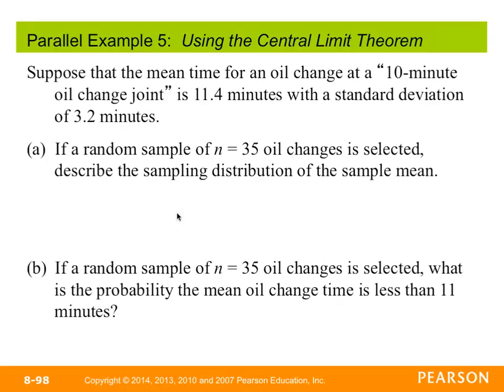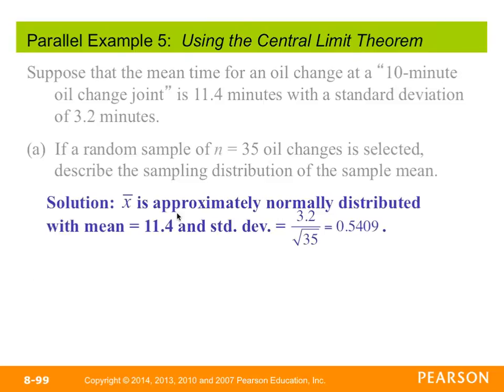So let's do this one here. Let's suppose that the mean time for an oil change at a 10-minute oil change joint is 11.4 minutes, and the standard deviation is 3.2 minutes. So we have a random sample of n equals 35 oil changes. We want to describe the sampling distribution.